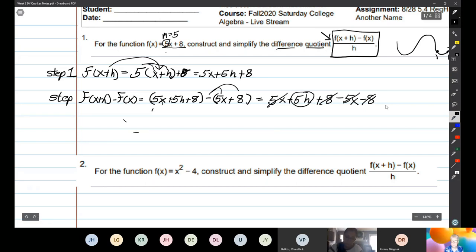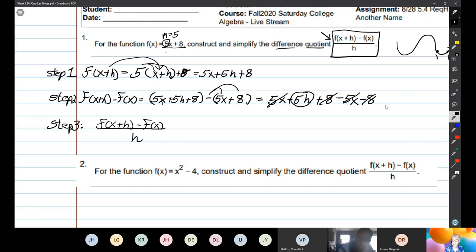So now I know, oops, this is step two. Step three. Let me give this a quick cleaning. F of x plus h minus f of x. I already know that's 5h. But now I have to find it over h, because that's the formula. That's the formula right here: f of x plus h minus f of x, over h. I know what that is, it's 5h. We just found that out.